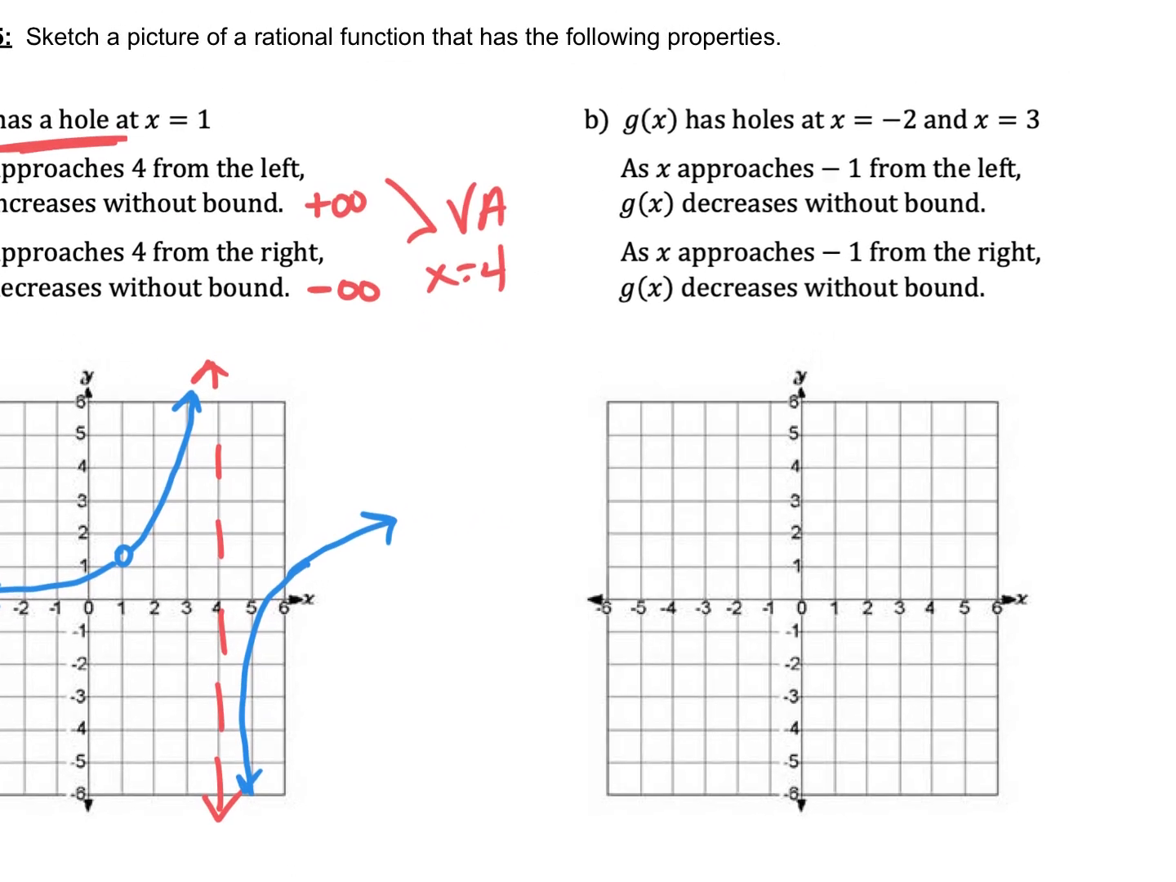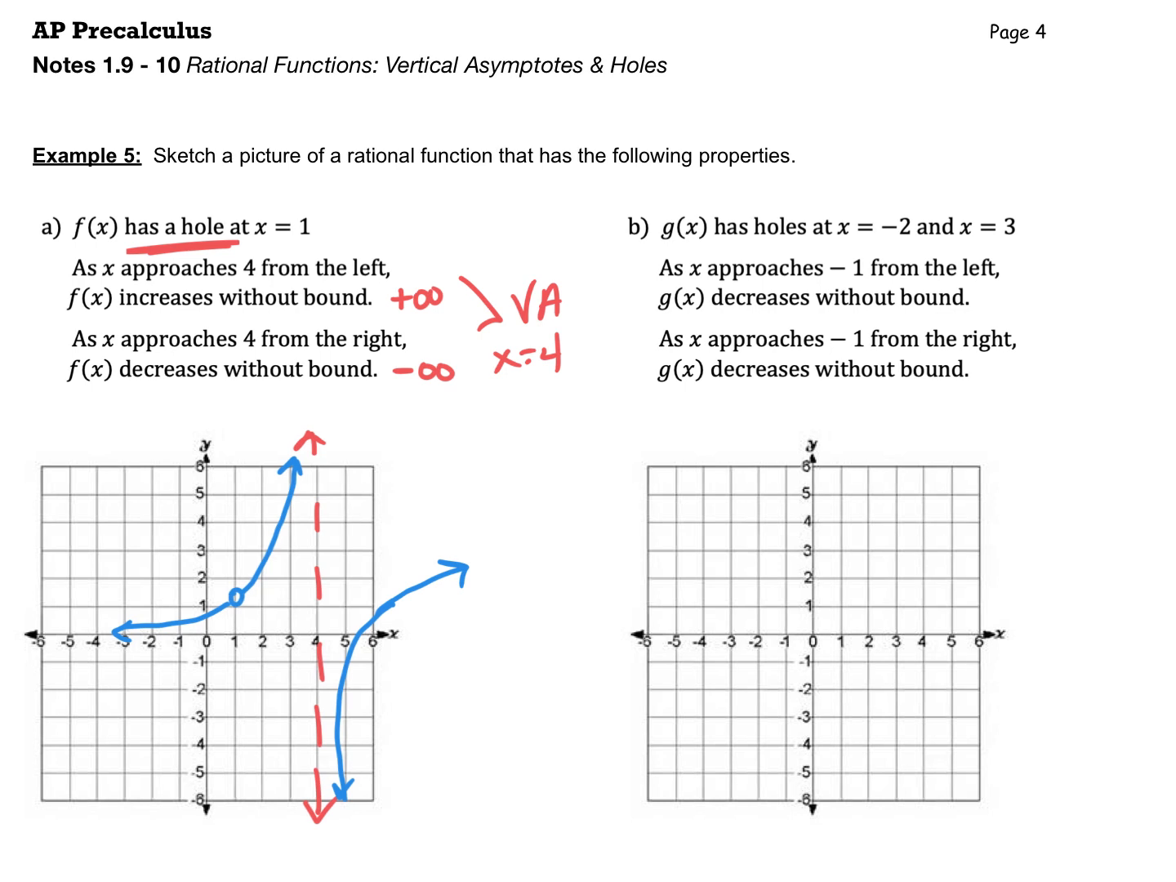And that's a possible sketch. Let's take a look at this last one. Same thing. This time I got 2 holes. I've got holes at x equals negative 2 and at x equals 3. As x approaches negative 1 from the left, it decreases without bound, so it's going to negative infinity. As it approaches negative 1 from the right, it's also decreasing without bound, so this is a vertical asymptote. When my function goes towards infinity, it's a vertical asymptote. So let's put that in, a vertical asymptote at x equals negative 1.